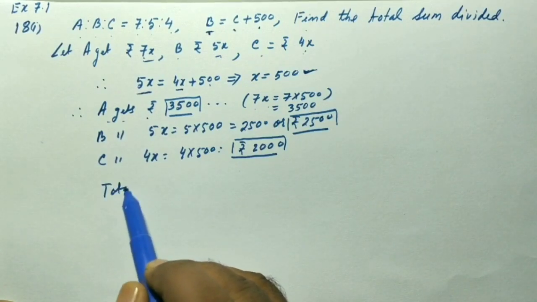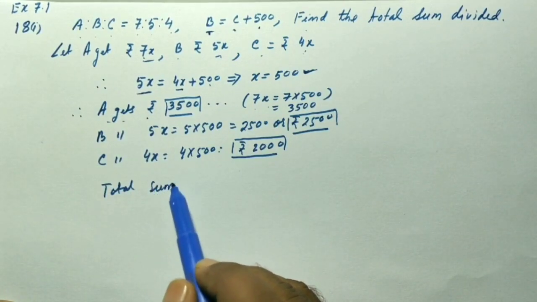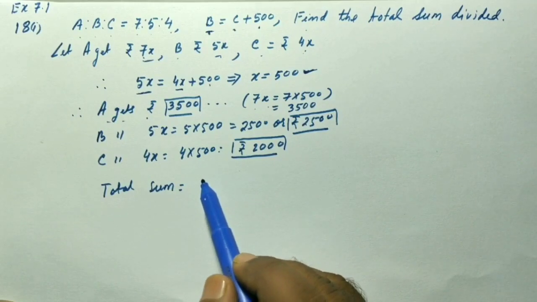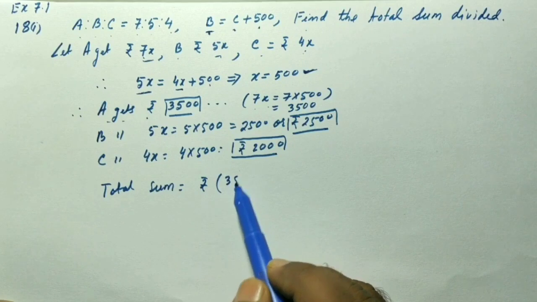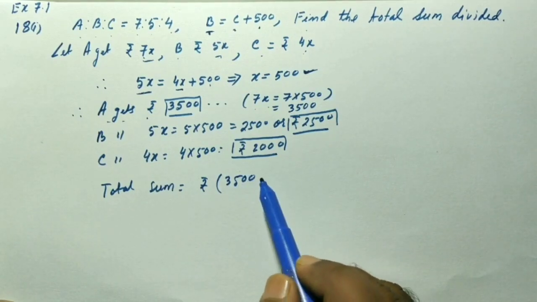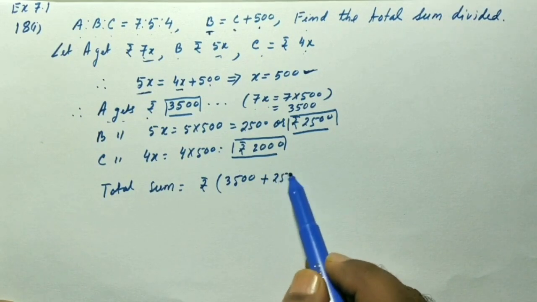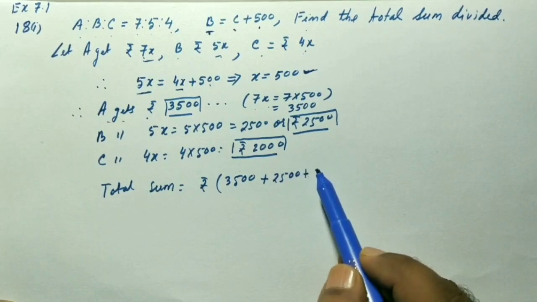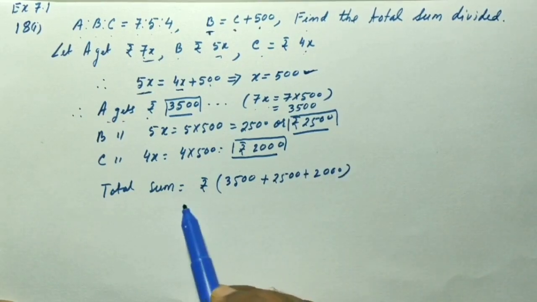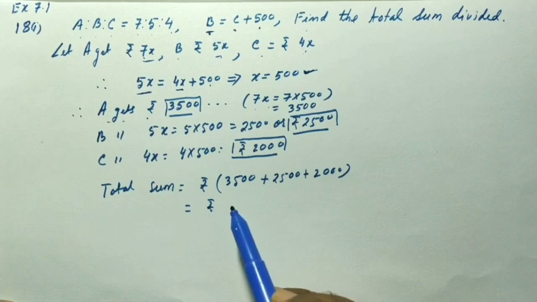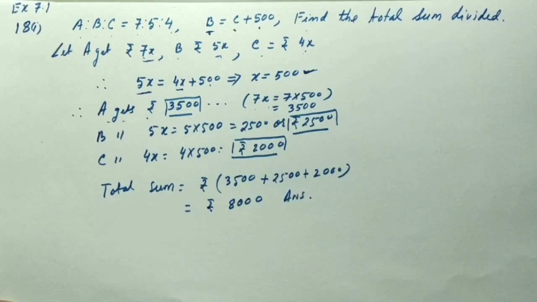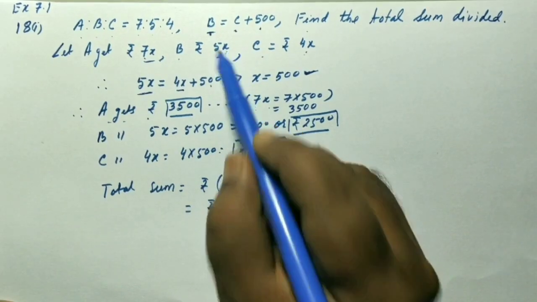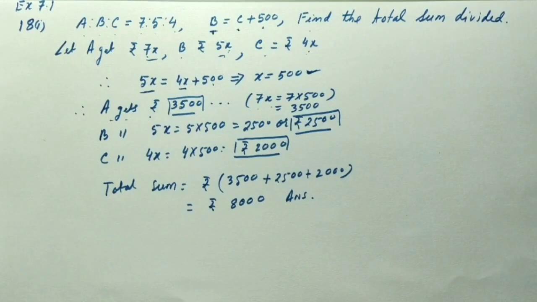Therefore, total sum is rupees 3500 plus 2500 plus 2000, that comes to rupees 8000. This is the answer. So the main thing is finding the common factor x.